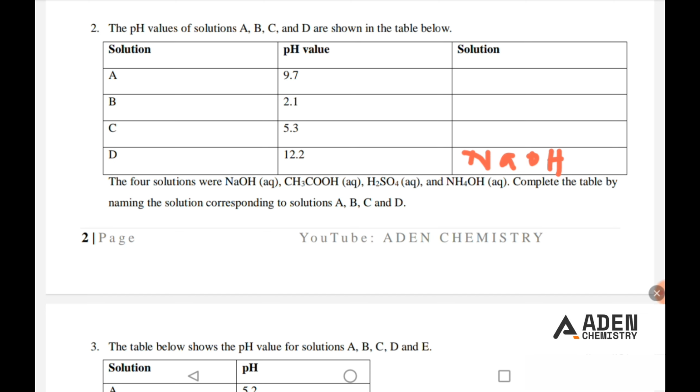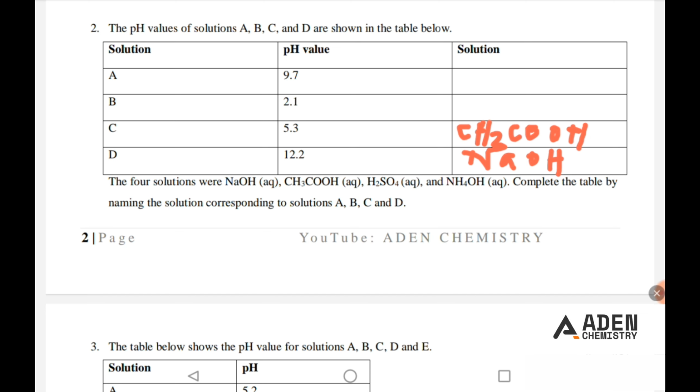Then we proceed to the second solution. It's called ethanoic acid. So ethanoic acid is an acid. Then is it a strong acid or weak acid? So it's a weak acid. So let's check the pH values for acids. It is B and C. So which one is for weak acid? It's 5.3. So we're going to write ethanoic acid the way it's written there here. CH3COOH.